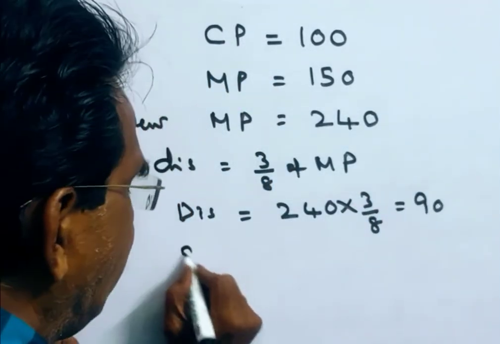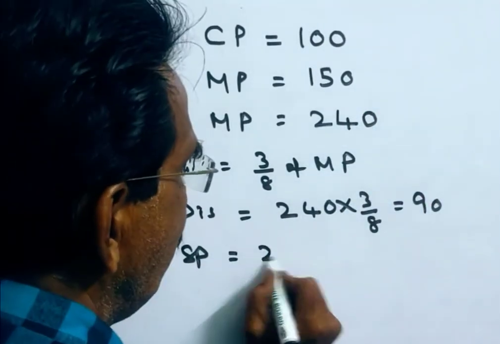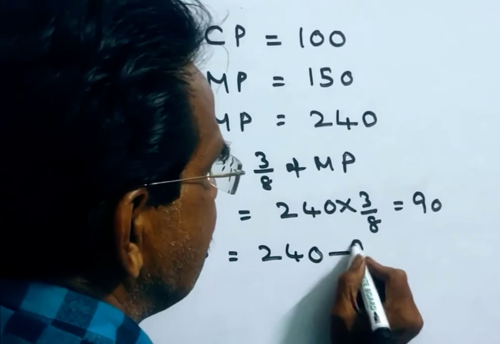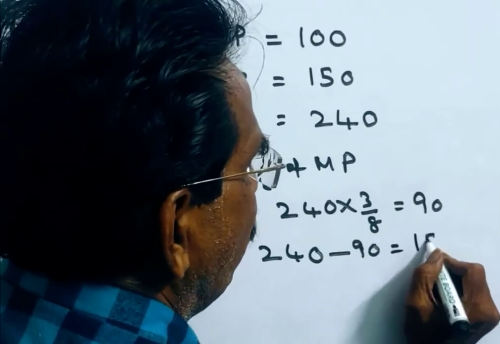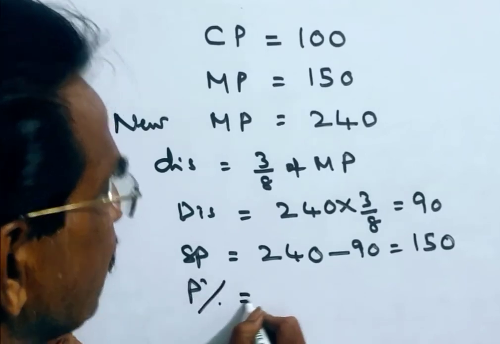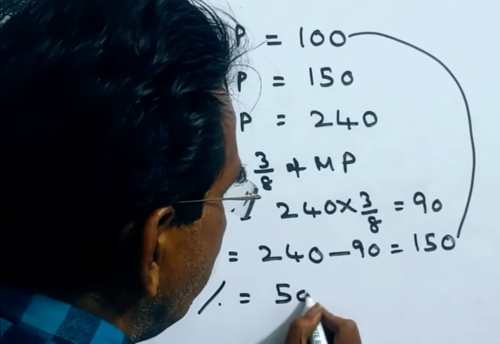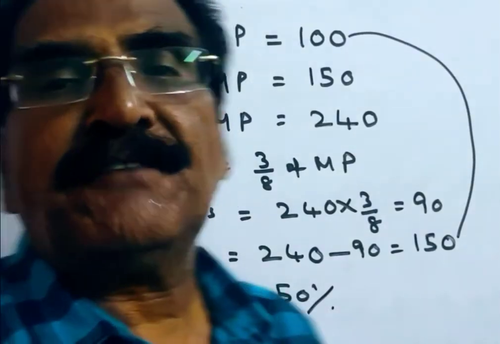So now the selling price is equal to market price minus discount, that is equal to 150 rupees, friends. So his profit percent: cost price 100, selling price 150. So profit percent is equal to 50%, friends.